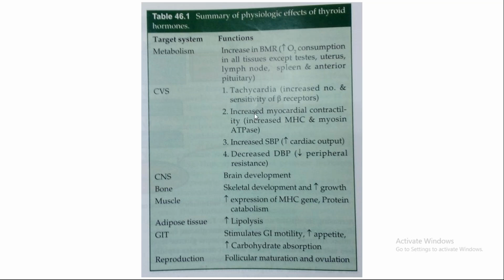Then I'll tell you about the respiratory system. It is not written here about the respiratory system, but on the respiratory system, the thyroid hormone increases oxygen utilization of tissues. Thyroxine meets this demand by stimulating the rate of respiration. That is, the respiratory parameters are there: rate of respiration, minute ventilation, and ventilatory responses.